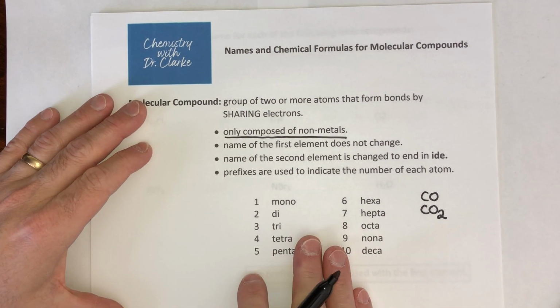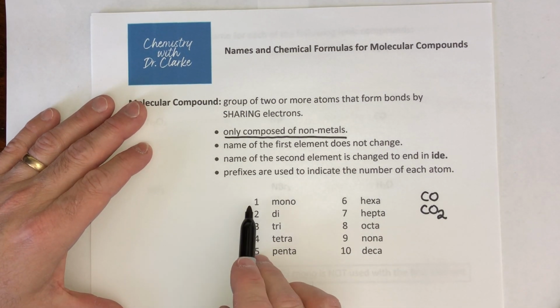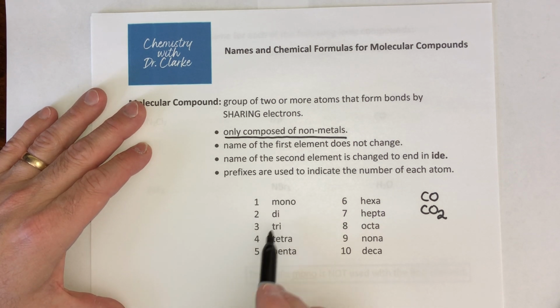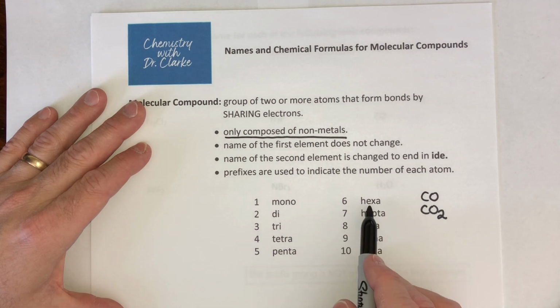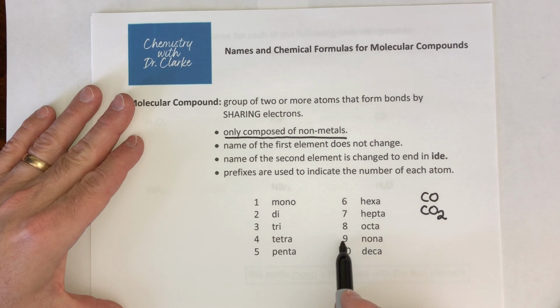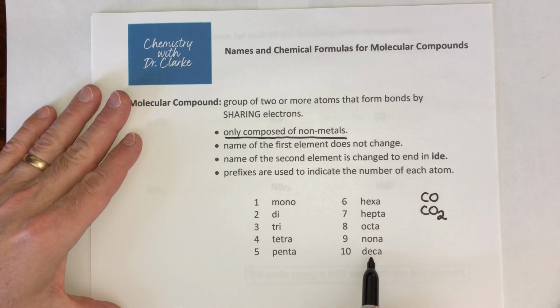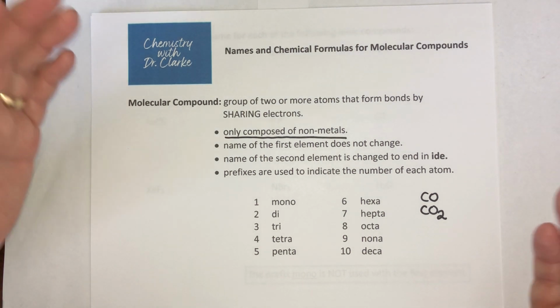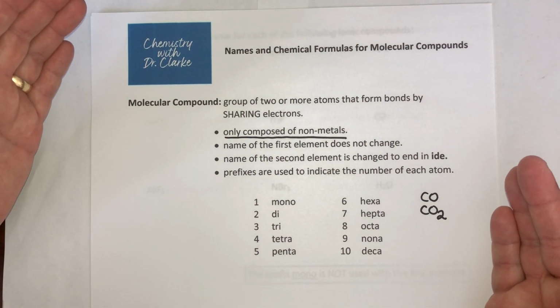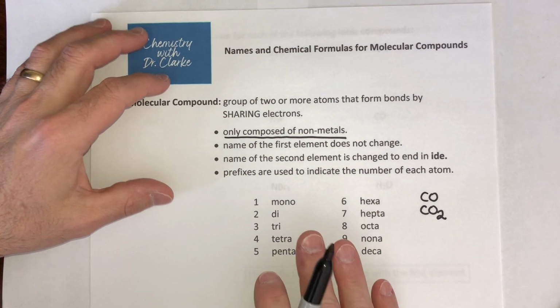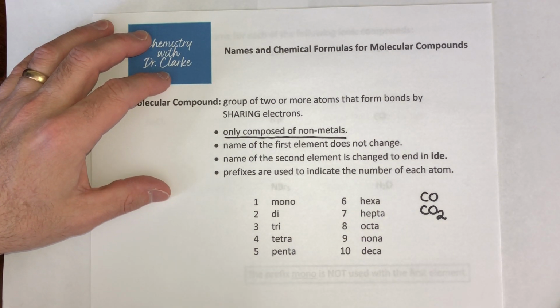And the way that we're going to tell you how many of each atom you have is by using prefixes. The prefix for 1 is mono, 2 is di, 3 is tri, 4 is tetra, 5 is penta, 6 is hexa, 7 is hepta, 8 is octa, 9 is nona, and 10 is deca. Now, I cannot stress this enough. You need to sit down and you need to memorize them. Naming molecules is going to be extremely difficult if you can't remember the prefixes.